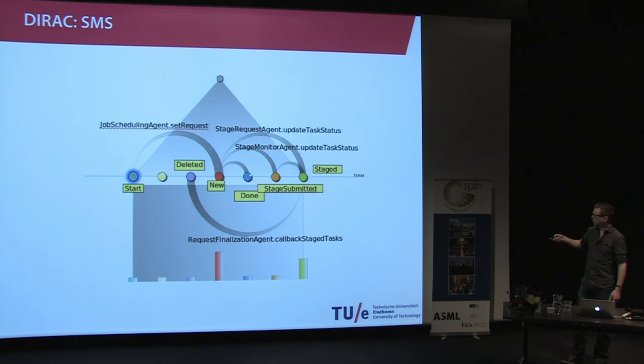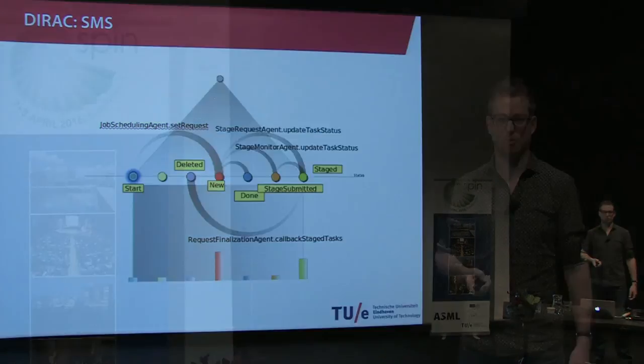But there was one thing that couldn't be explained using the diagram that we saw in the previous slide. Namely, you could go from new to a state called done. Now, no one in the program itself took care of what had to be done when a job ended up in state done.